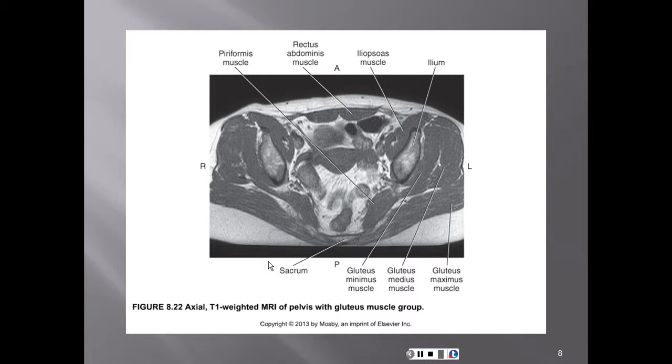So here we have an axial T1 weighted MRI of the pelvis with the gluteus muscle group. The gluteus muscle group would include the minimus, medius, and maximus. All this back here. It's the gluteus muscle group. This is the piriformis muscle, not part of the gluteus muscle.